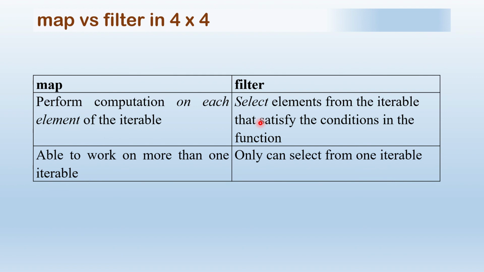Okay, I will summarize the difference between map and filter here in a 4x4 table. This is pretty easy, not difficult. Map performs computation on each element of the iterable, and filter only selects, cannot compute. Map is able to work on more than one iterable, filter only one. So the difference is quite obvious.